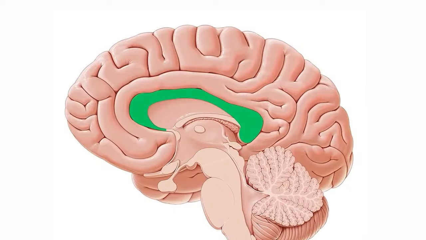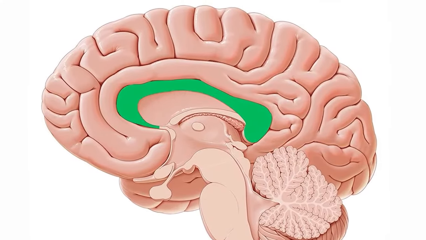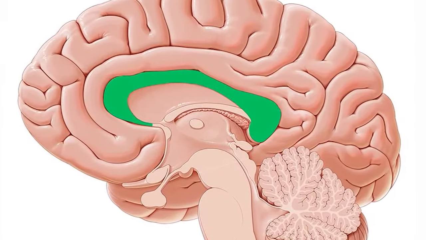The corpus callosum can be segmented into different regions based on its anterior to posterior orientation.